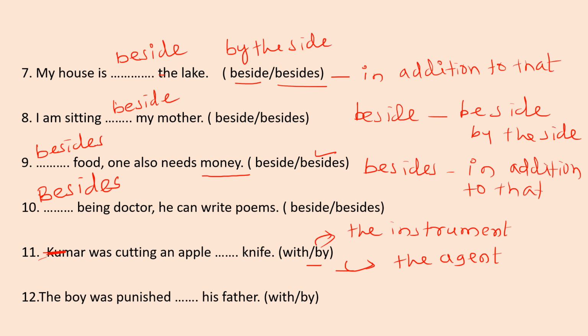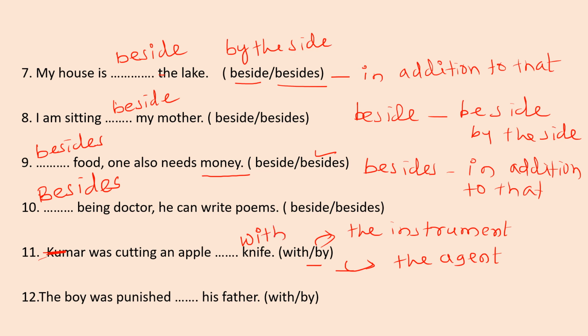See this one. Kumar was cutting an apple. What will come? Is an instrument there or an agent there? It is an instrument. Knife is an instrument. That's the reason we have to write the answer as "with". See this one. One more example.